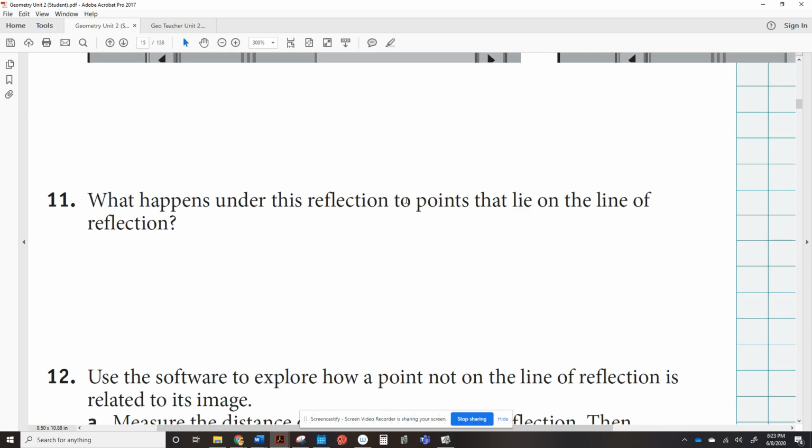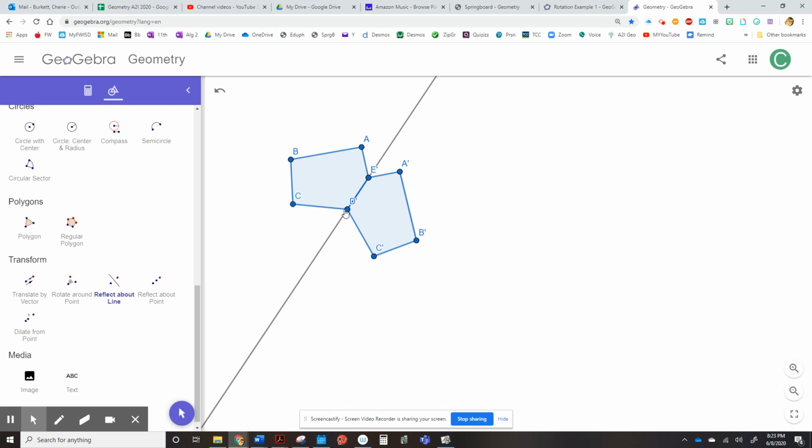What happens under this reflection to the points that lie on the line of reflection? So they're asking us what happens to these 2 points right here. Remember, they were called points A, B, C, D and E. And now it's A prime, B prime, C prime, D prime, and E prime. So what happened to those 2 points? Well, nothing. Since they lie on the line of reflection, they map, we say, to themselves. So they map to themselves.